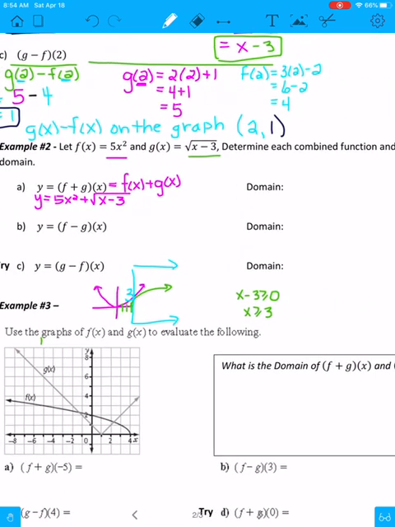So once I found it for adding, subtracting, it's going to be the same, because the domain only exists where both graphs exist. So for this one, it's going to be squiggly brackets x, such that x has to be greater than or equal to 3, x ∈ ℝ. Or in interval notation, that's 3 to infinity.